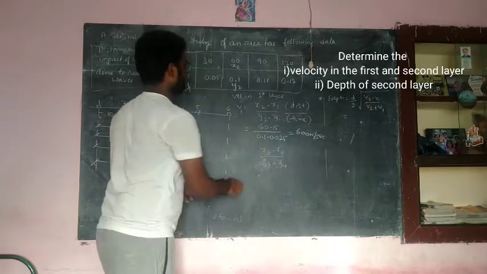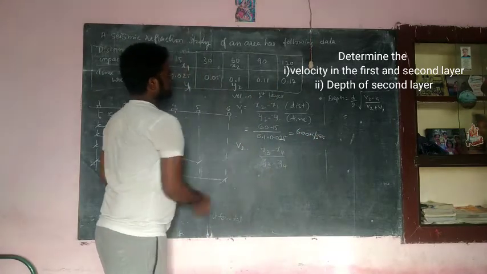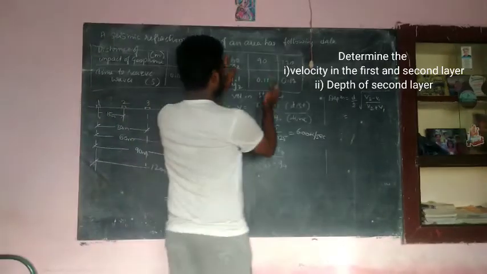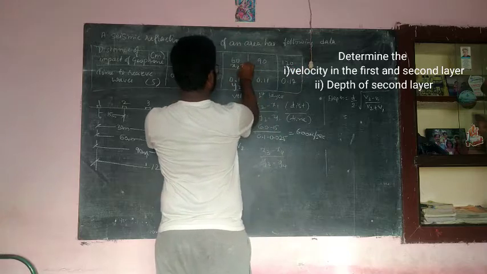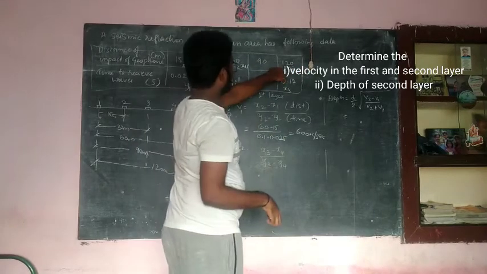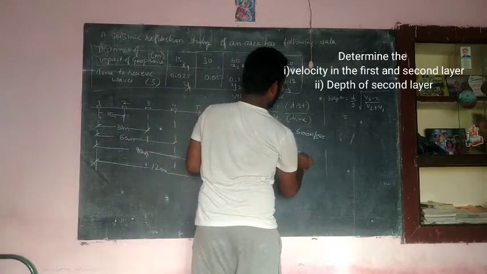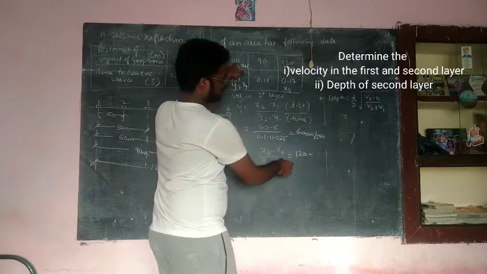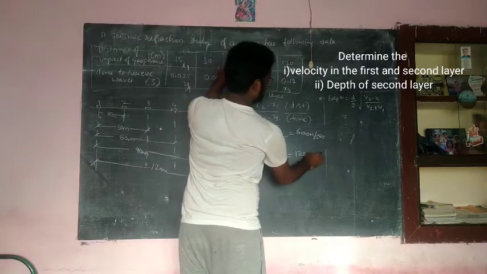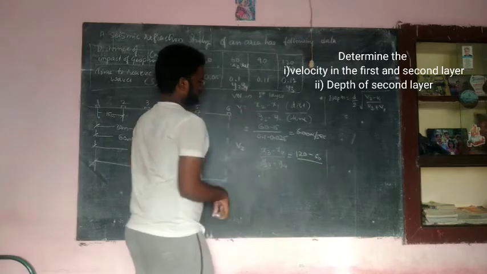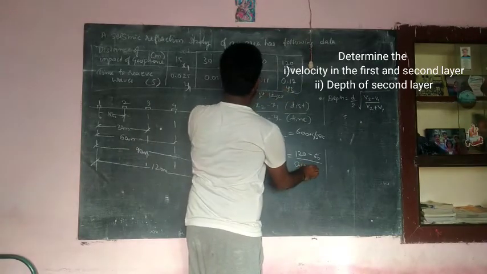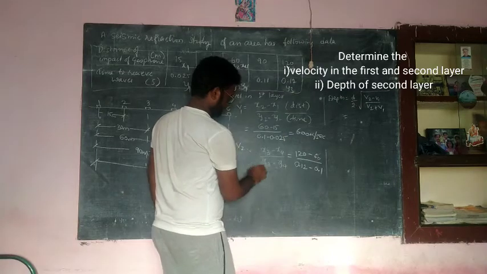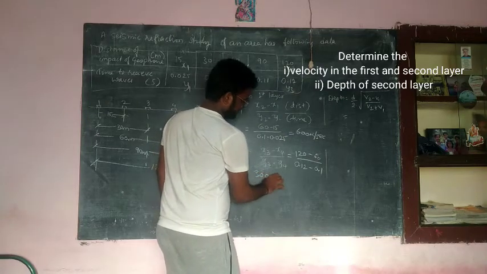Okay. Now let us calculate the velocity in the second layer. Now we will consider this one as x3 and this one as x4. So what is x3 here? 120. Okay, let us write it. 120 minus x4, which is 60, upon, what is y3 here? 0.12 minus 0.1. That gives 3000 meter per second.